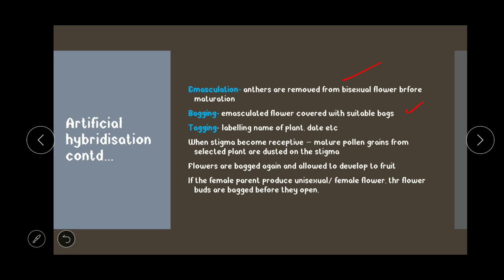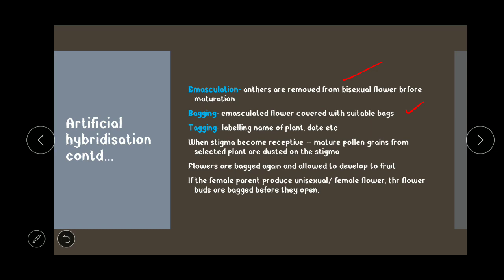And tagging, the labeling of the plant. When you are doing artificial hybridization for a number of plants, you have to cover them with suitable bags, and again provide a tag with the name of the plant and the date on which you emasculated and bagged it. So tagging is providing a name or label on a small sheet of paper.